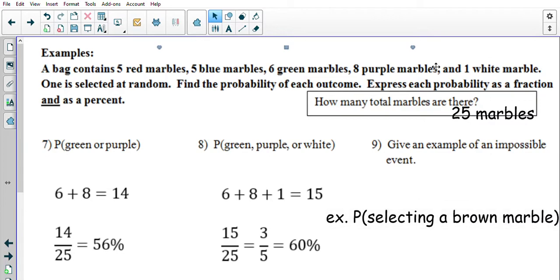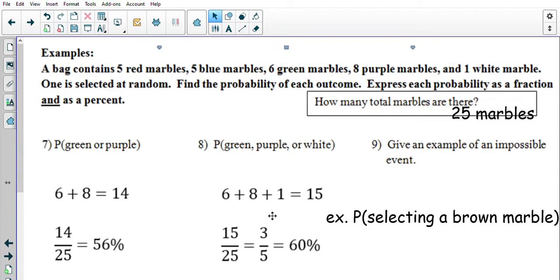So one example I came up with was the probability of selecting a brown marble. Now you don't have to write selecting a brown marble. You could just put P and then in parentheses brown. We don't have any brown marbles, so that's an impossible event. It can't happen. You may have chosen a different color, but that means it would be something that is impossible.